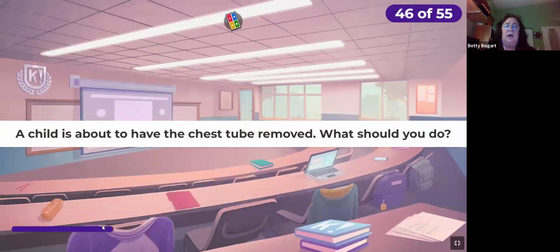A multi. A child's about to have a chest tube removed. What should you do?